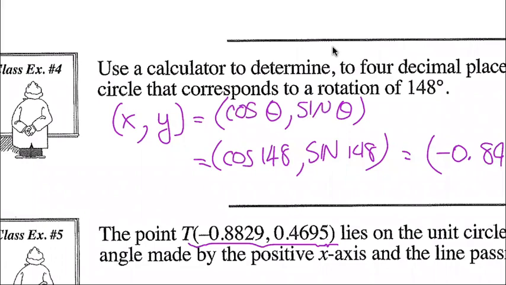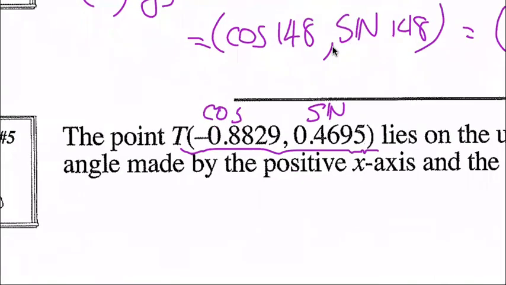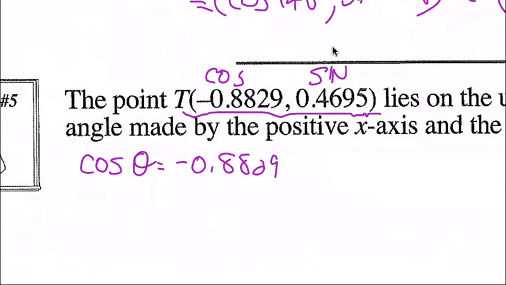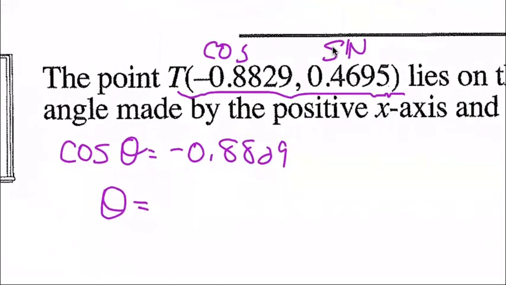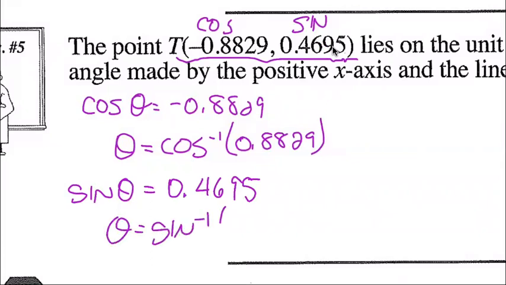It should be cosine theta, sine theta, which means cosine theta is equal to negative 0.8829, which means our reference angle would be cosine inverse of 0.8829, and sine theta, just to make sure, 0.4695. Theta is equal to sine inverse of 0.4695. And those should work out to both being the exact same value.